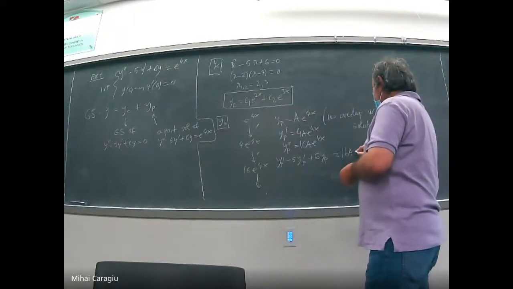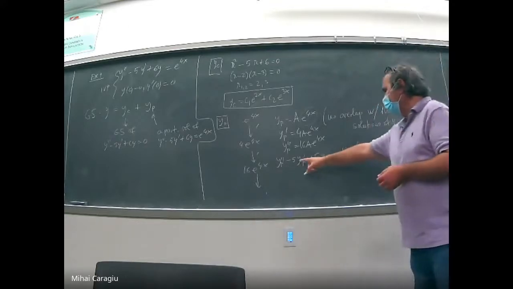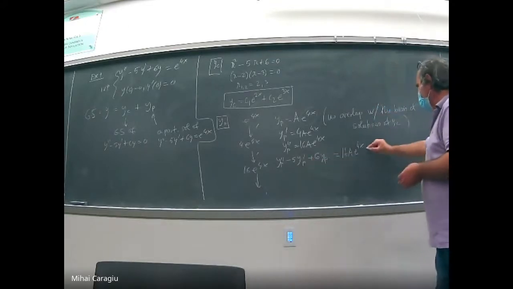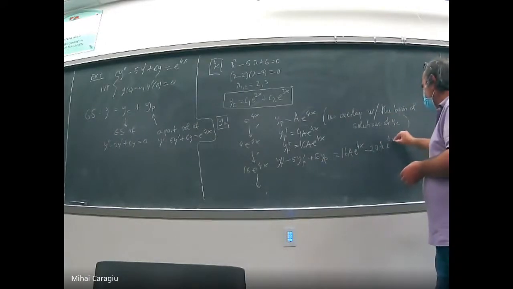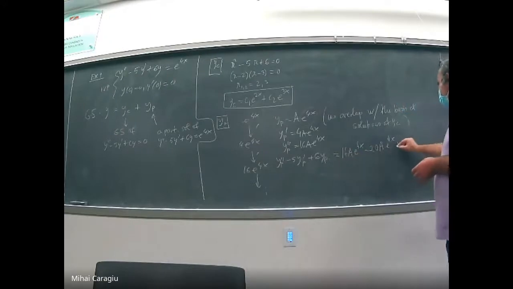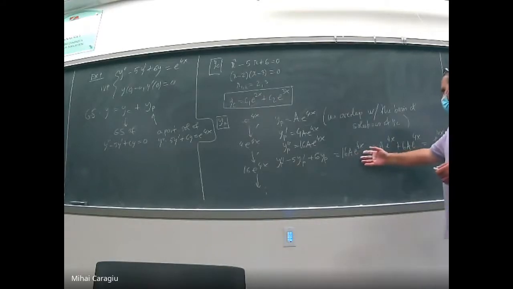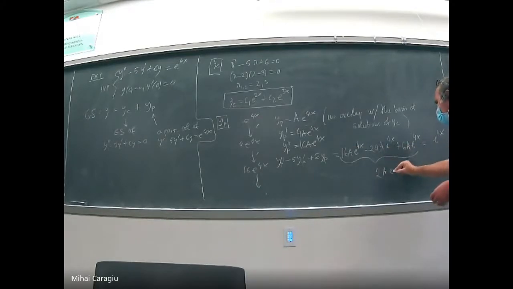This will be 16a e to the power 4x minus 5 times 4a e to the power 4x, which is minus 20a e to the power 4x, plus 6a e to the power 4x, equals e to the power 4x. So what did we get here? 16a minus 20a plus 6a will be 22 minus 20, that is 2a. So after doing algebra, 2a e to the power 4x equals e to the power 4x. Right? So 2a equals 1 because we can simplify e to the power 4x being non-zero.